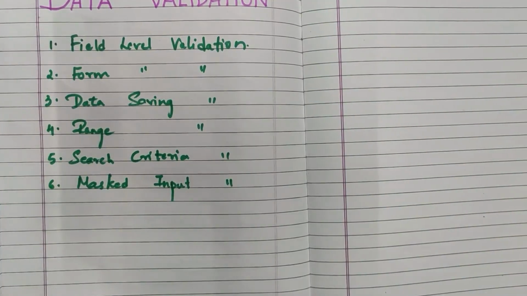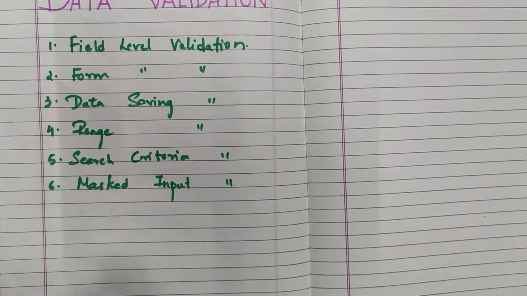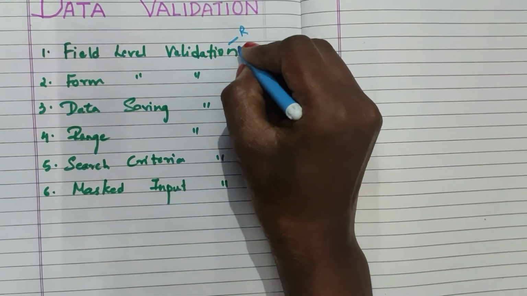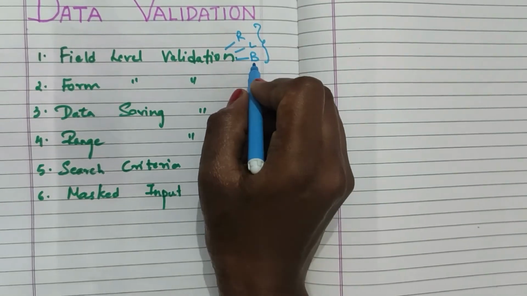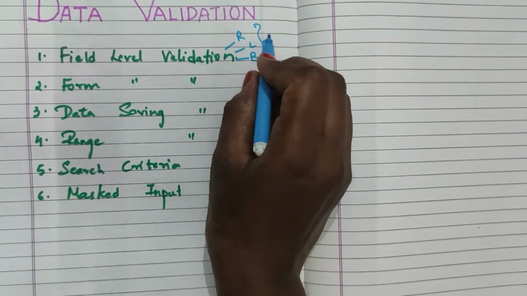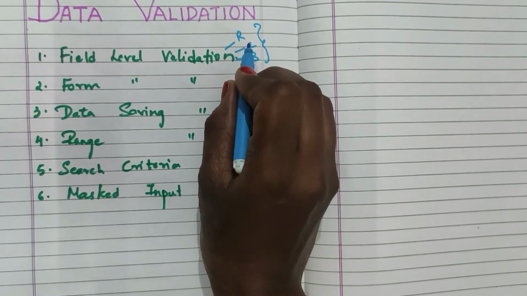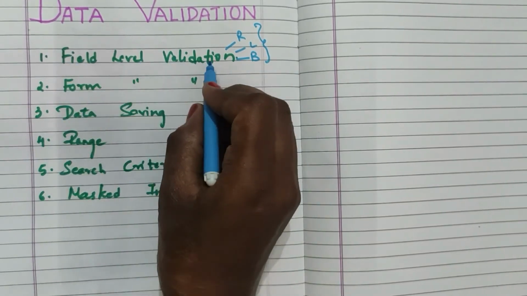Now let us discuss field level validation. Field level validation is nothing but all the fields whatever you have given, like in your register, login or your billing form, should be properly filled. You cannot leave any field empty. In these fields all the values should be filled. So that is called field level validation.